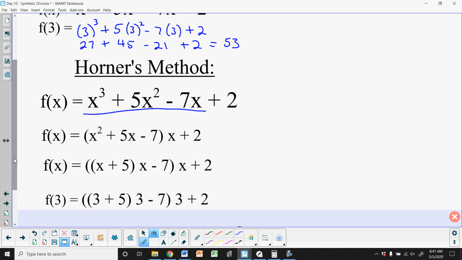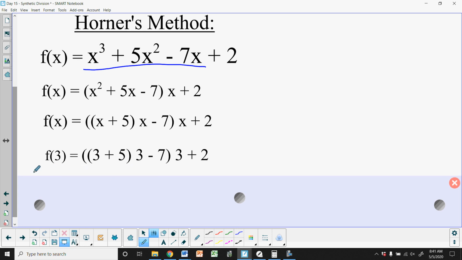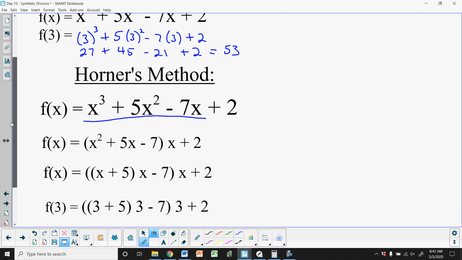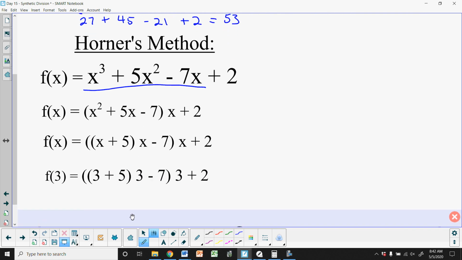And then if you substitute in here, the math is going to be a little easier. Notice that I was struggling a little bit, being like, oh, well, 3 cubed I shouldn't have. But like adding 27, 45, 21, 2 with the 53, it made it a little bit harder to evaluate there. But notice here it's a little different.